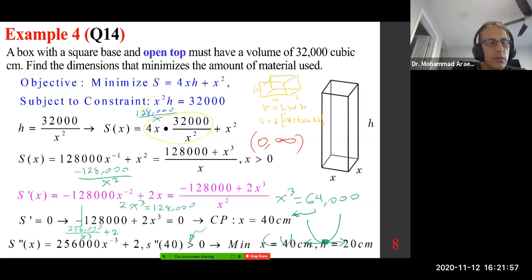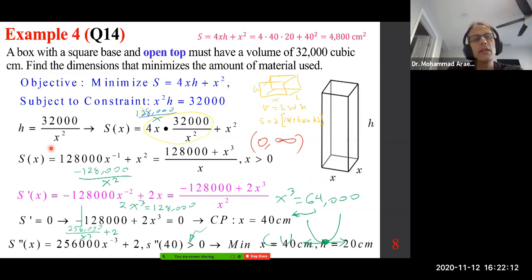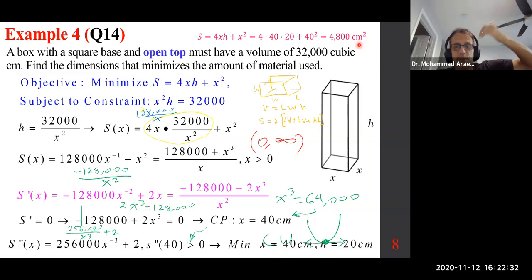So h is 32,000 divided by 40 squared, which is 1600, and it gives you 20. So those are the dimensions. And if you were to find the minimum amount of material, S is 4xh plus x squared. We need 4,800 centimeters squared. By the way, the question didn't ask for that, but you know, in case.